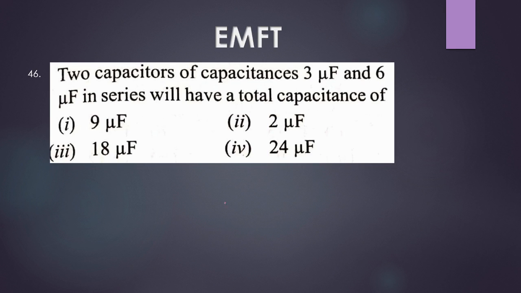Next question, two capacitors of capacitance 3 microfarad and 6 microfarad in series will have a total capacitance. Two capacitors, 3 microfarad and 6 microfarad, in series. So as you know, what is the answer? It will be 2, because 3 into 6 by 3 plus 6 equals 18 divided by 9, which equals 2. So 2 will be the answer.